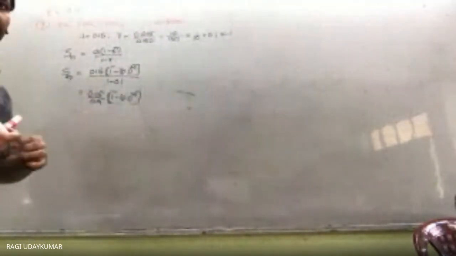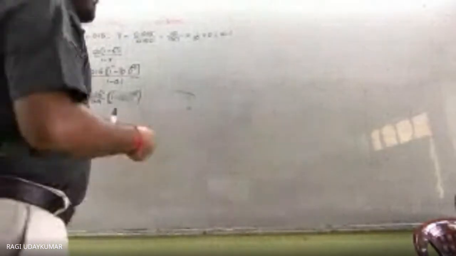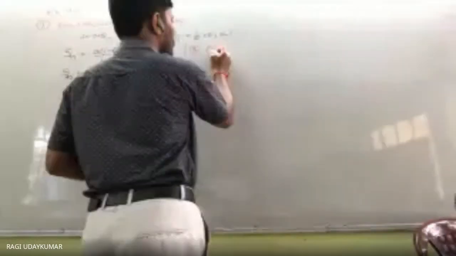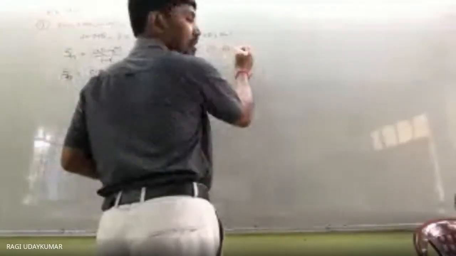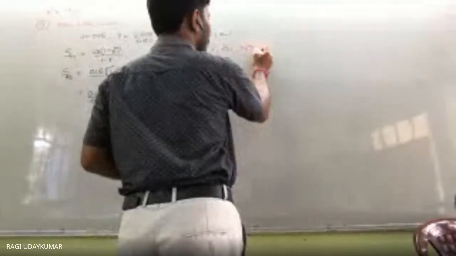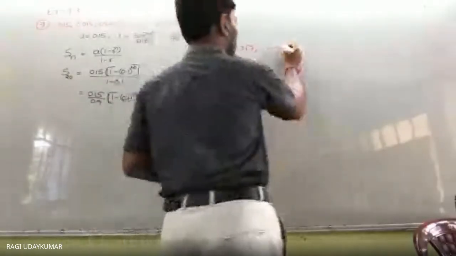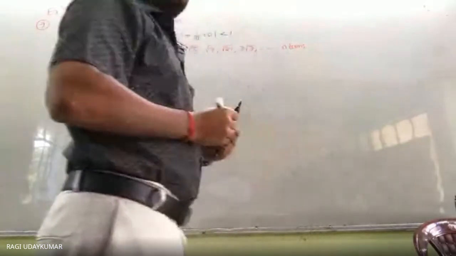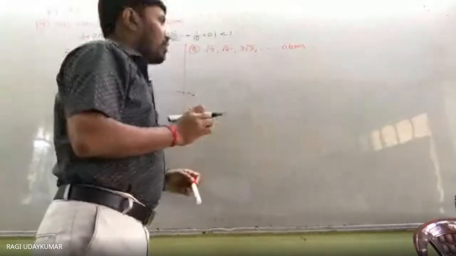Okay. So next the 8th question is given to you. Same like this only. So question number 8. So what is given? Root 7, root 21, next 3 root 7, and so on. And the sum of n terms is asked. So how to find out here?